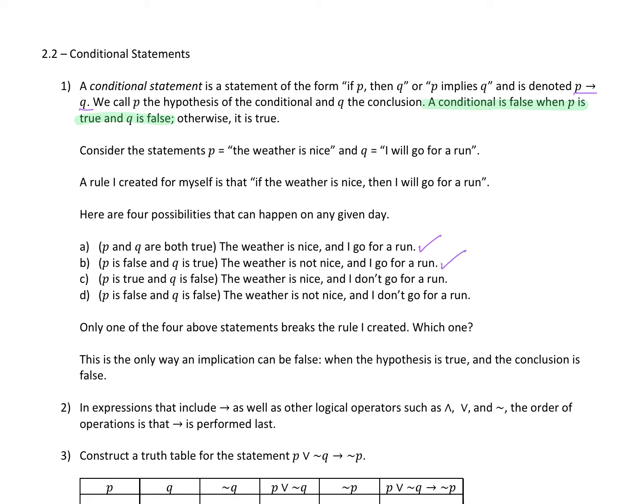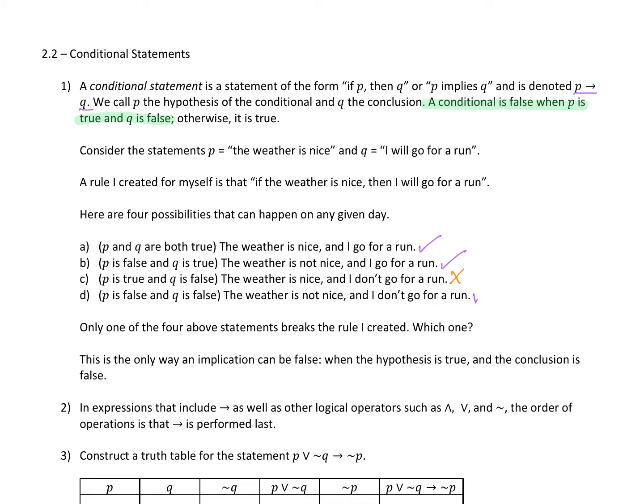followed the rule. And then for part C, P is true and Q is false. So that is the weather is nice, but I did not go for a run. Okay, then I did break my rule in that case. The rule says that if the weather is nice, I'm supposed to go for a run. And then finally, if they're both false, the weather is not nice and I did not go for a run, that does not break the rule either.